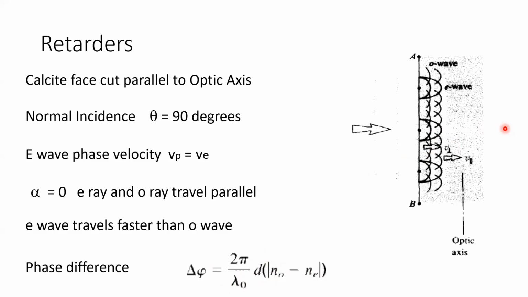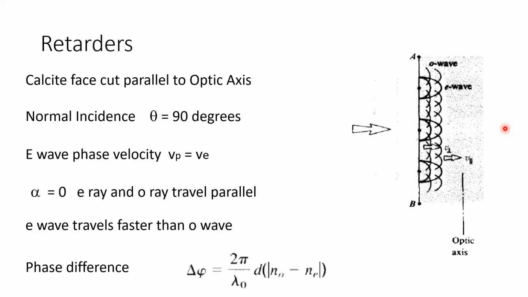Now remember how you can produce different polarization states. You can produce different polarization states if you take two orthogonal polarizations and introduce a phase difference between them. If the phase difference is pi/2, you get circular polarization, for instance. If some other value, you get elliptical polarization. If the phase difference is a multiple of pi, you get plane polarization.